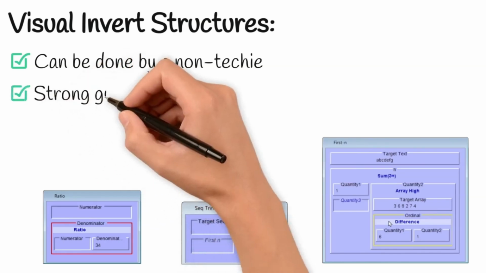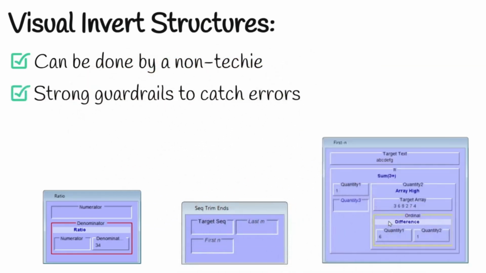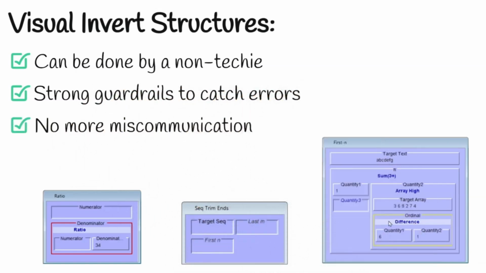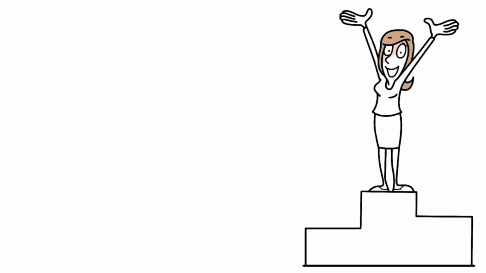We have strong guardrails in place to stop you from introducing inadvertent errors to the actuator, and because you're able to precisely specify everything all the way down to the tiniest detail, miscommunication will soon be a thing of the past. If we were to stop right here, we could declare our mission a rousing success.